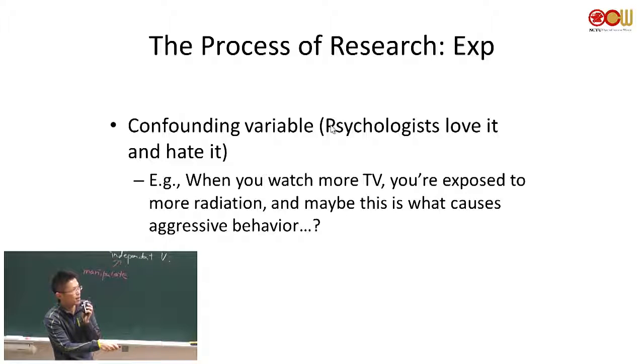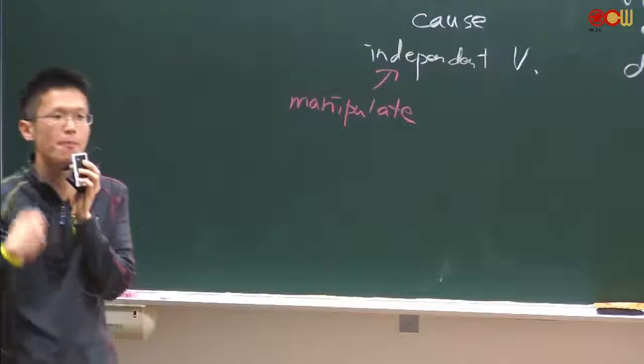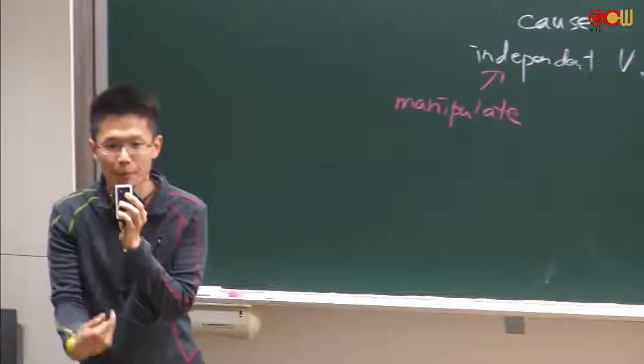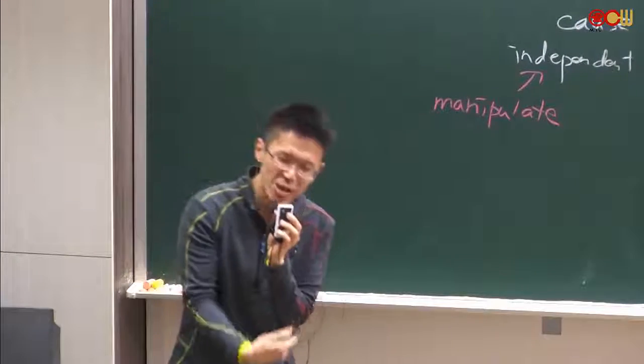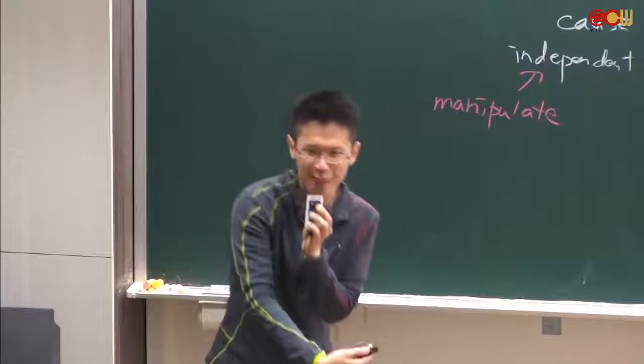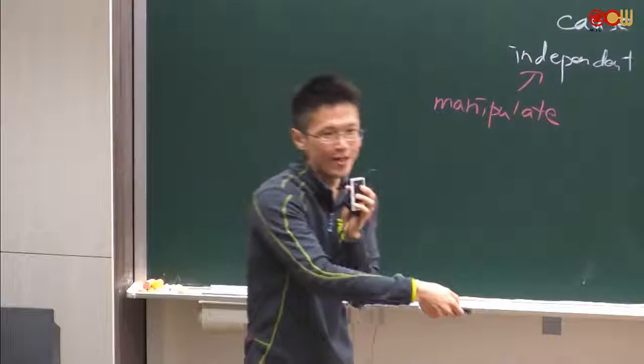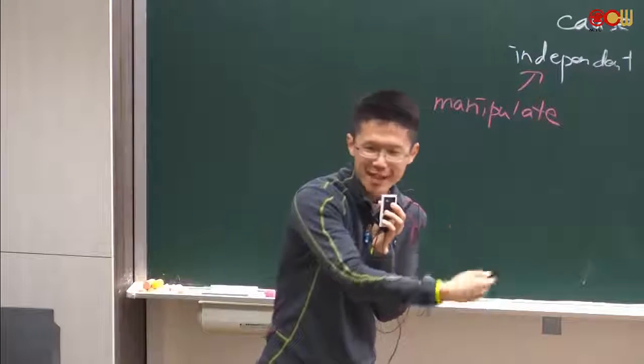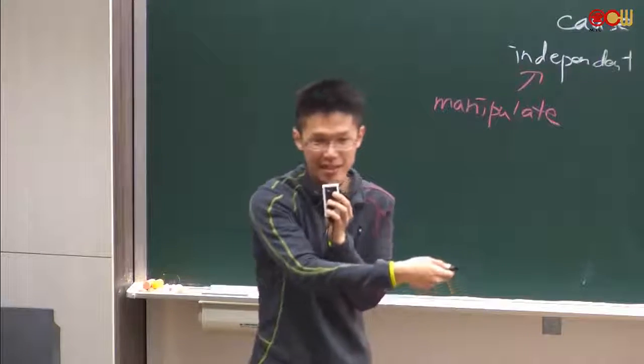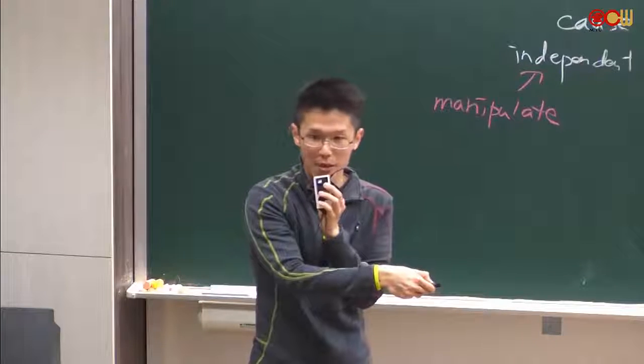This is called a confounding variable. You thought you have successfully manipulated something, but you accidentally manipulated some other stuff. And it is the other stuff that causes the result instead of the thing that you want to manipulate. This is called a confounding variable.